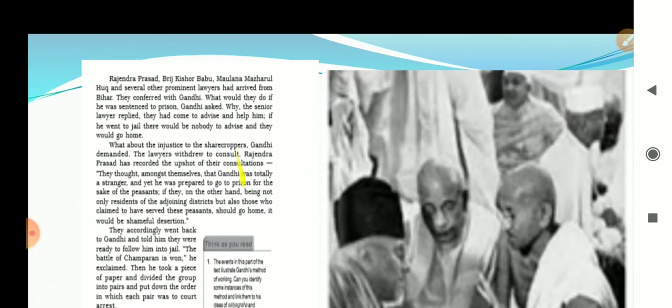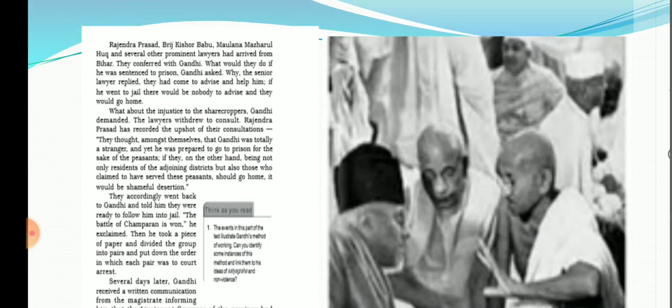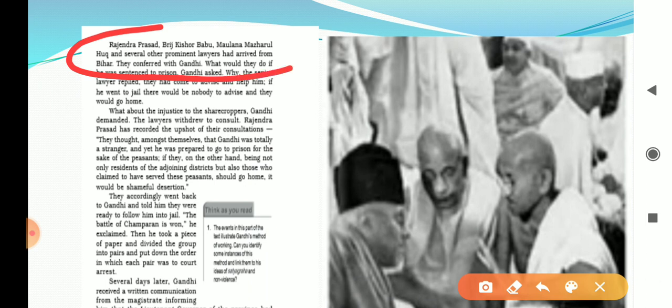So Gandhiji then met famous lawyers of that area. Like you can see some names here. Dr. Rajendra Prasad, Brij Kishore Babu, Maulana Mazharul Haq, and many others. So Gandhiji asked them that if he was sent to jail, what they would do. And the lawyers said that they had come to help Gandhiji. If he went to jail, they would go back home, right? Then they won't have any work.